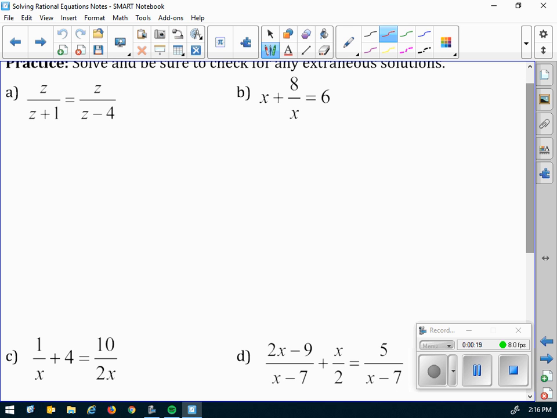Now I need you to understand there are different ways we can do this. Well, let's think about it. How many fractions do you see on the left side of the equal sign? 1. And how many on the right side? And when you have 1 fraction on each side, what's the easiest way to do it? Cross multiply. So let's cross multiply. If we cross multiply, we're going to have z squared minus 4z, good, equals z squared plus z.